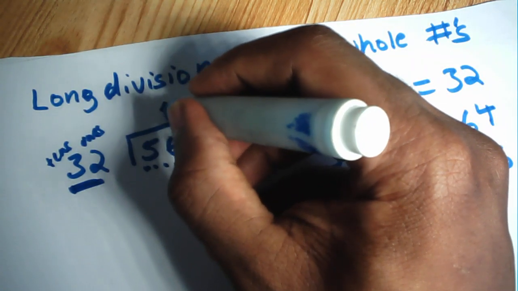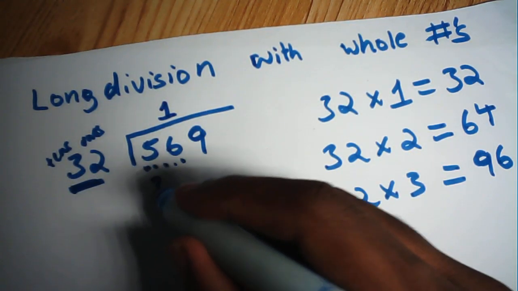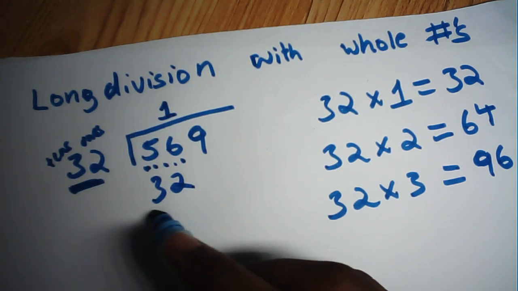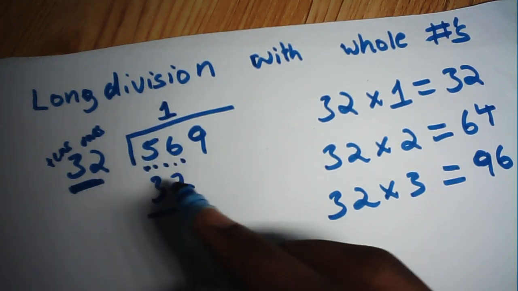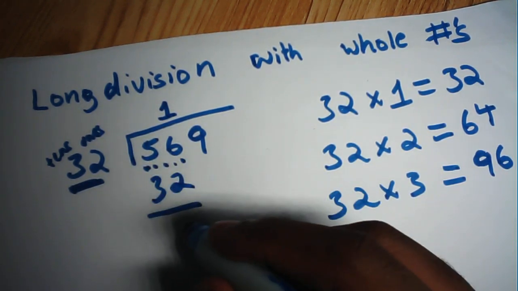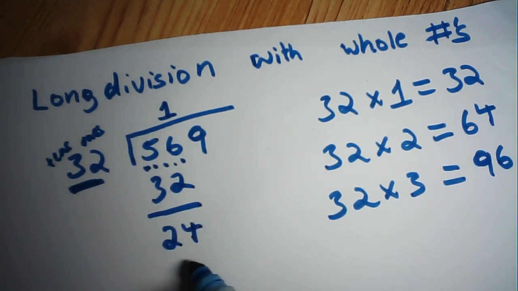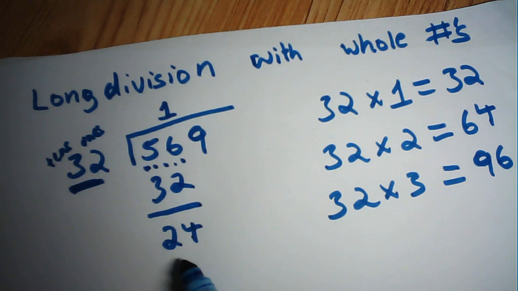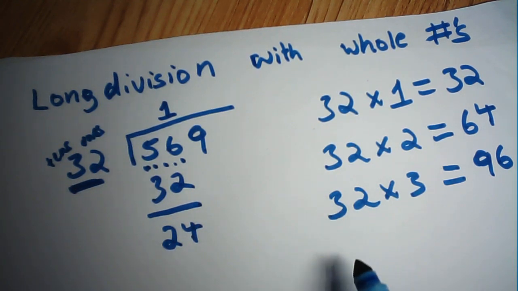So I'm going to put 1 here, saying 1 times 32 would give me 32, which gives me the result there. And now I'll be subtracting this from 56. So if I do the subtraction, I end up with 4 and 2 here. So 24. Notice that this 24 is smaller than 32. If this 24 was bigger than 32, you would know automatically that you made a mistake and you need to go check the multiples again.